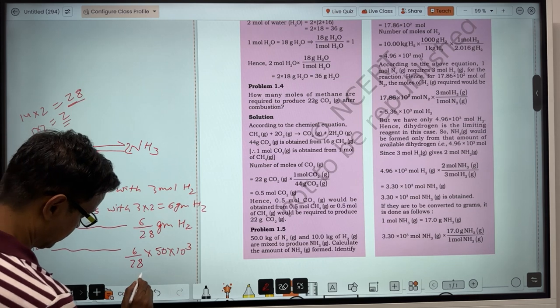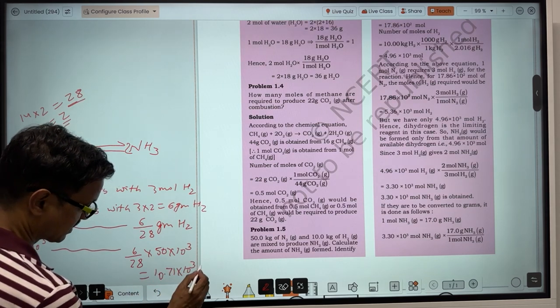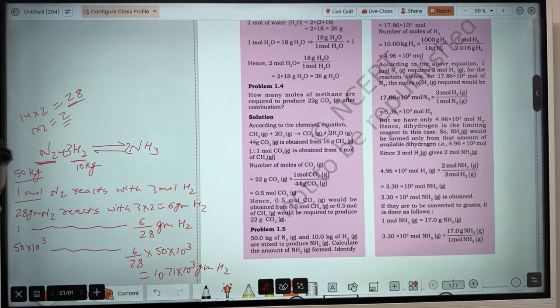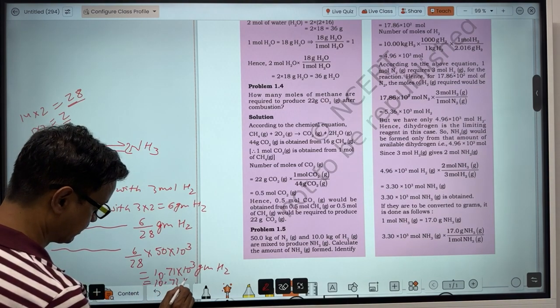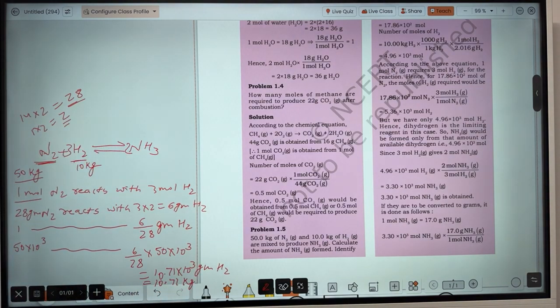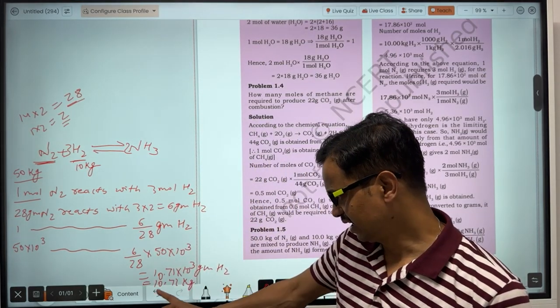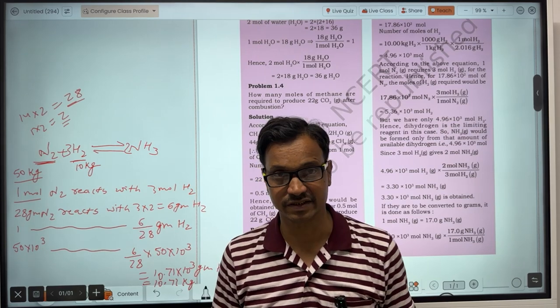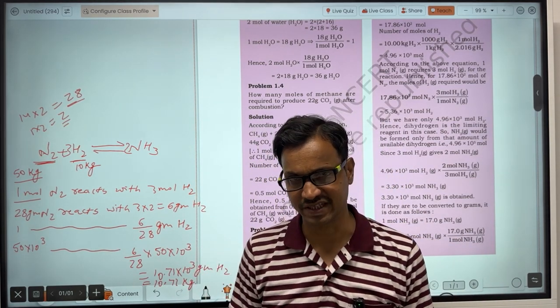That will react with 10.71 into 10 power 3 gram hydrogen. In kg, that will equal 10.71 kg. That means the nitrogen that has been provided requires 10.71 kg of hydrogen. To react the nitrogen completely, 10.71 kg of hydrogen will be required.